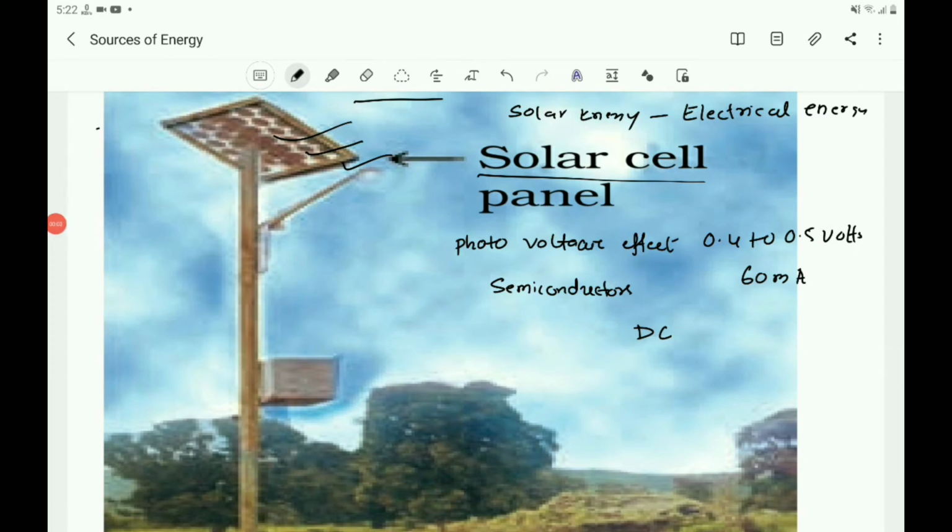Solar cells also have many disadvantages. What are the disadvantages of solar cells? The efficiency of solar cells is very low. They produce direct current, which needs to be converted into alternating current. The cost of installation of solar cells is very high.